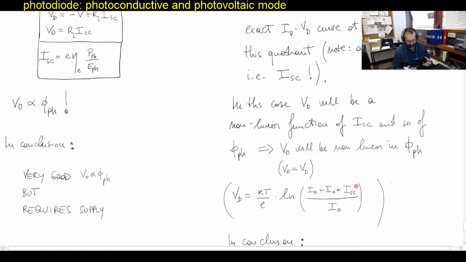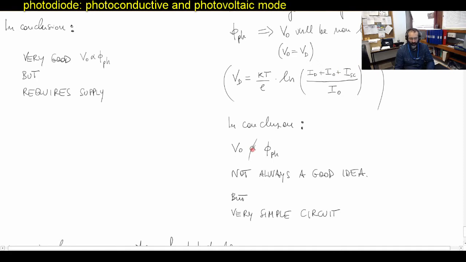So VD, as you can see here, I've now reversed the formula for the IV characteristic of the photodiode for a given ID, and as you can see, it is non-linearly related to ISC. And that's obviously not very good. So in conclusion, for the photovoltaic mode, the output is non-linearly related to the photon flux, which is not always a good idea, but has a very simple circuit. And this is something that, in some cases, is important.